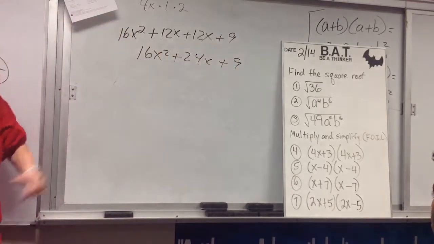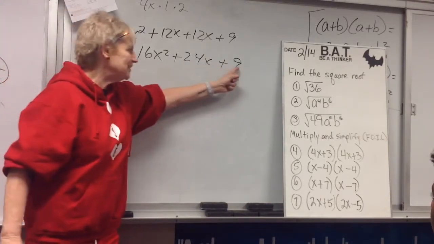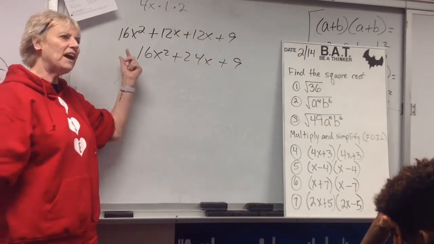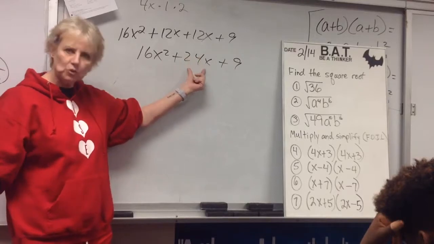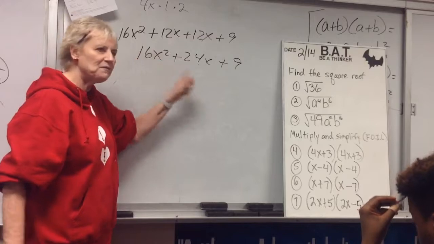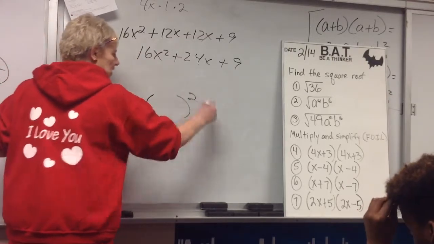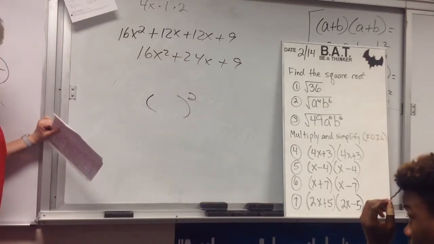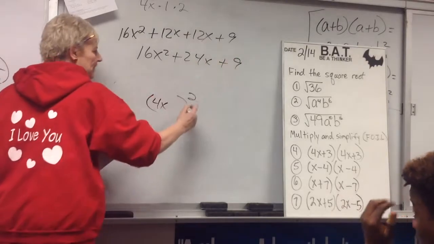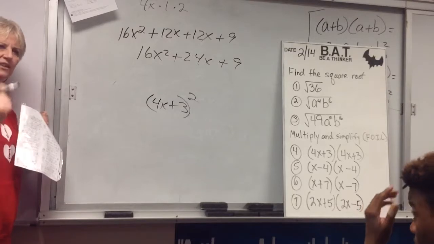Now, if I ask you to factor this on a test, you don't want to do 9 times 16, which is 144, and find factors of 144 that give you 24. Can it be done? Yes. But it's a perfect square trinomial. If you know it's a perfect square trinomial, you have the same thing twice. Just take the square root of the first one and the square root of the last one and decide if it's plus or minus. It works every single time.